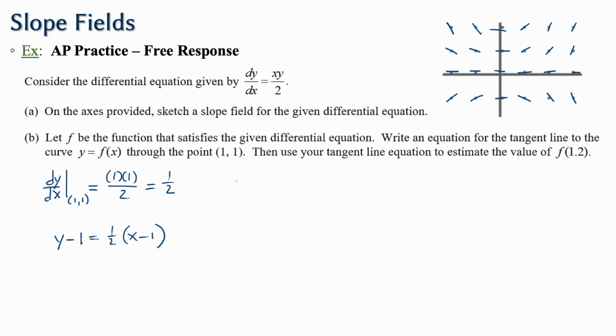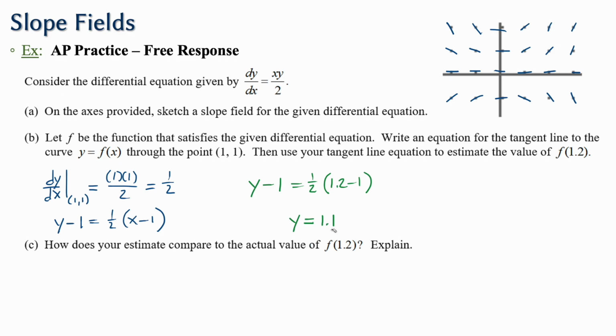Now our second piece is to use this equation to figure out what the value of the function would be, or y value, when x is 1.2. So I can just use my tangent line and plug a 1.2 in here. Now I know it's a decimal, but we're going to do this without the calculator. So 1.2 minus 1 is simply 0.2. 0.2 divided by 2, cut in half, is 0.1. If I add 1 to it, that tells me that the y value, or the function value here, is going to be 1.1.